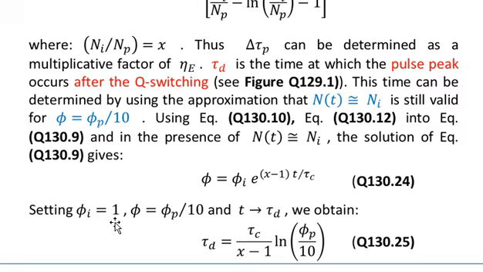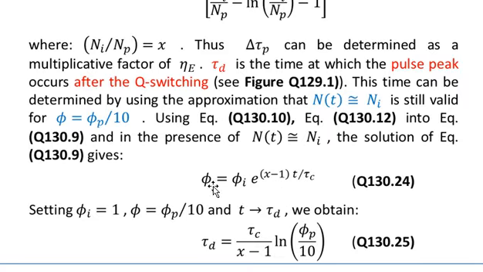Initial value of the number of photons is equal to 1. We are using phi equal to phi p divided by 10. So this phi will be replaced by phi p divided by 10, and this t will be replaced by tau d. Because we have solved this relationship under the condition that phi can be set equal to phi p divided by 10, and the value of n of t, which is a function of time, can be set equal to a fixed value Ni.